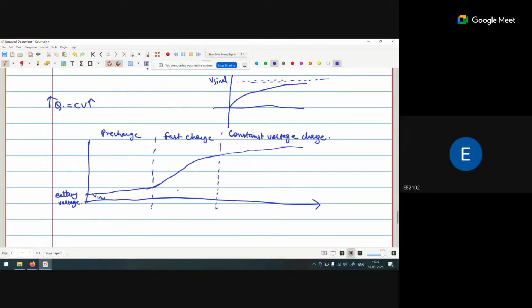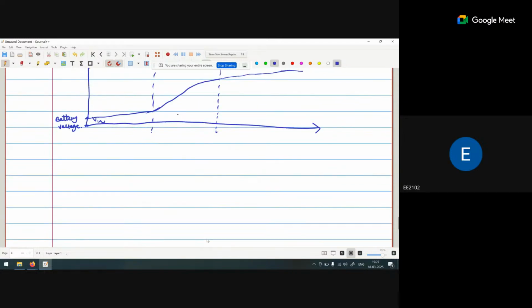Okay, so with this we have three or four particular parameters. The first is I fast charging current. Second is I term, sorry, I term charging. Then third is the I pre-charge. Okay, these are the three currents. These are the three important parameters.